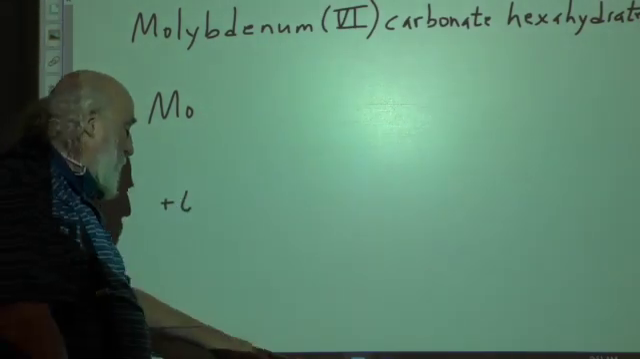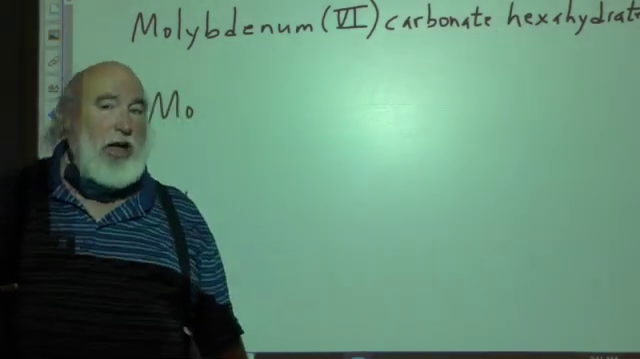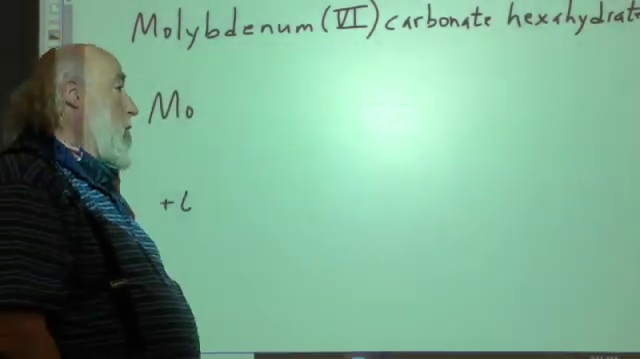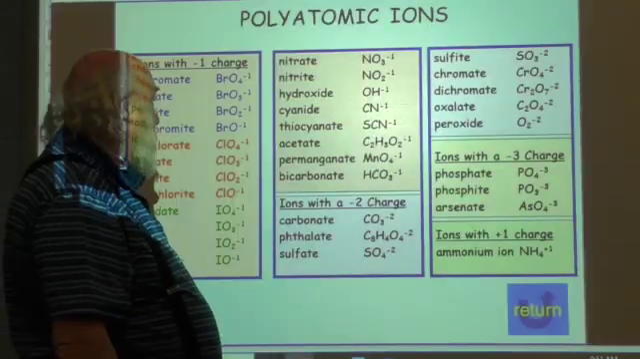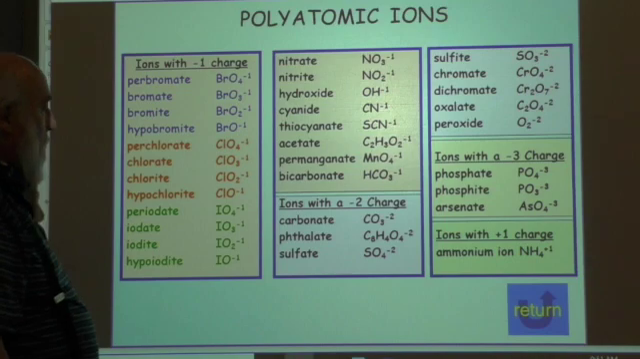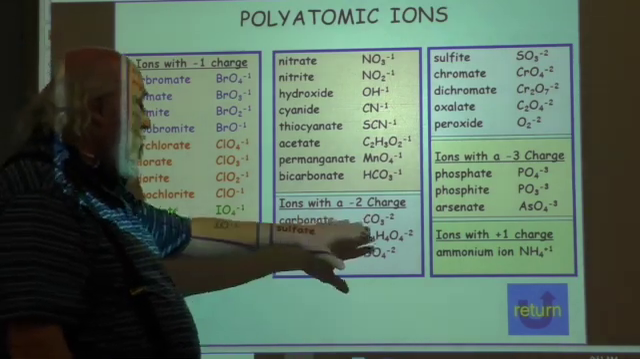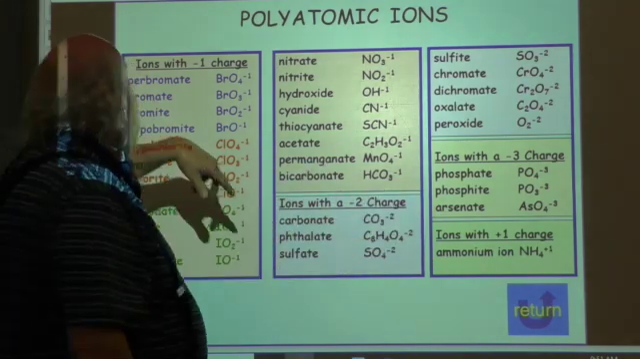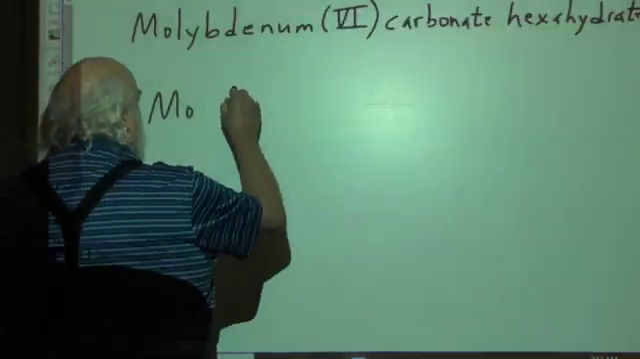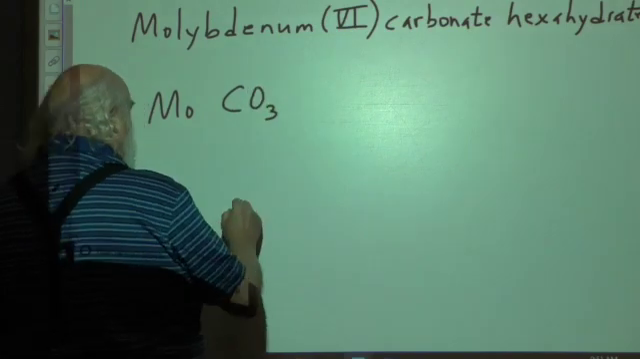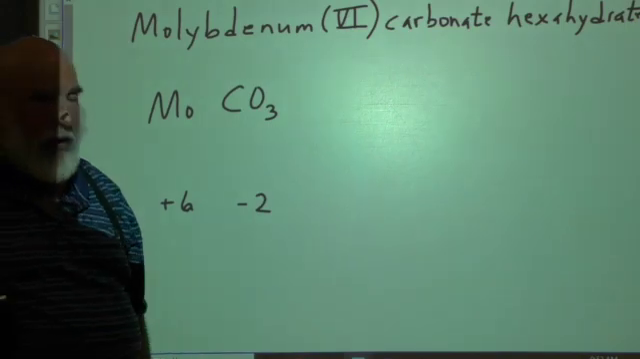Carbonate, well that one we do have to go to the chart. We know, because it ends in ATE, it's a very good chance it's a polyatomic ion. Well, more than that, it absolutely means it's a polyatomic ion. We find carbonate on here, and oh look, it's the first one of the -2 charges. So the formula CO3 has a charge of -2. We got +6 and -2. We'll come back to the hexahydrate in just a little bit.